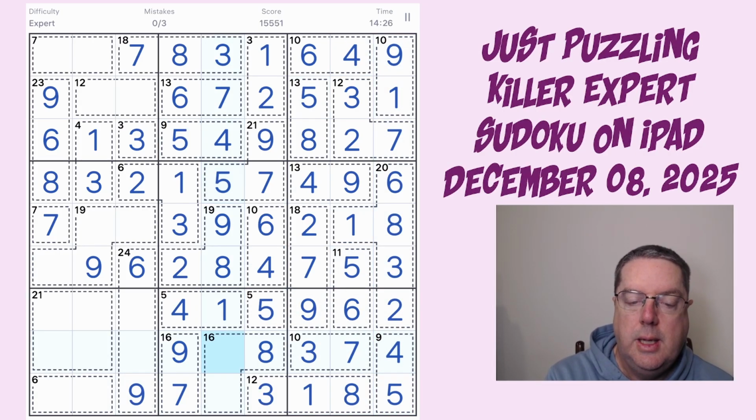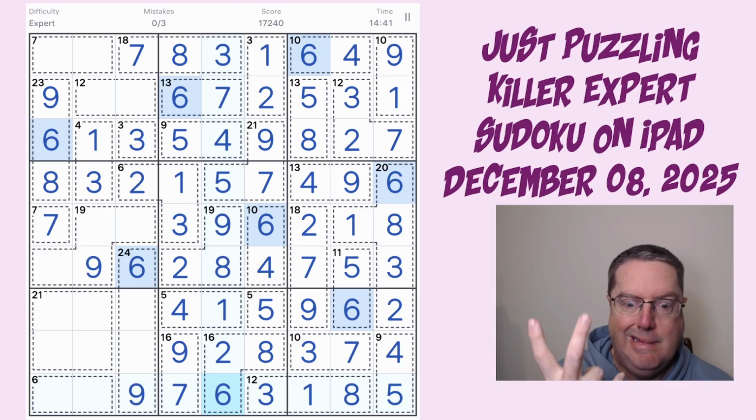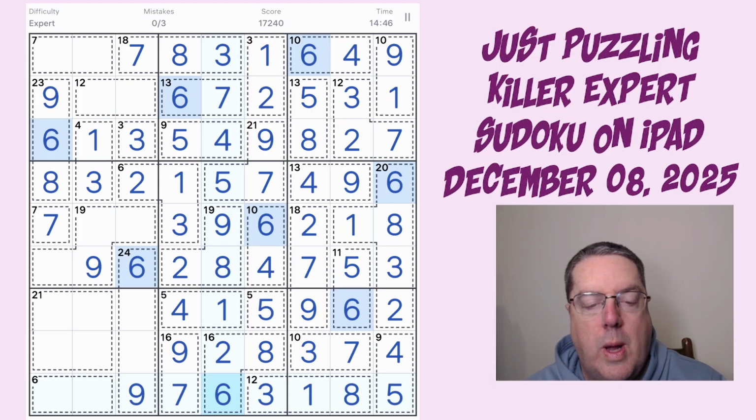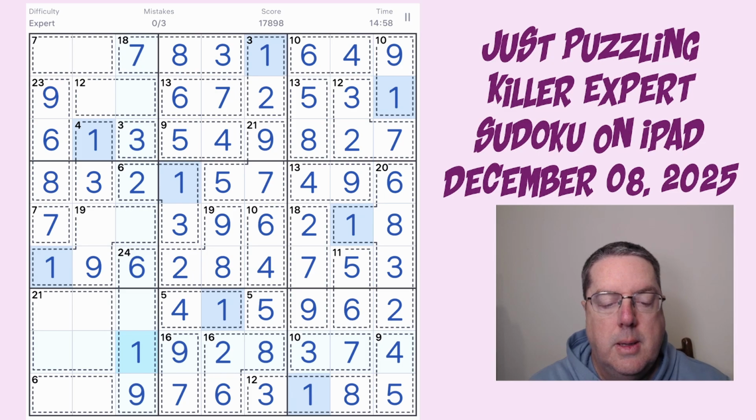This here is going to be 2 and 6. Because of the 2 there, this is going to be the 2, leaving this to be the 6. Okay, so 2 and 4, 2 and 5. 1 can't be there, so that's a 1. 1 comes down here. 1 comes down here, 1 comes across here, so that's a 1 there.